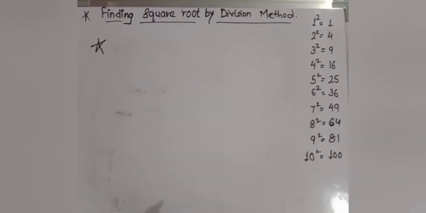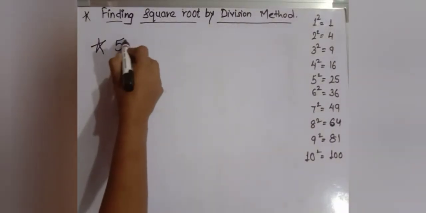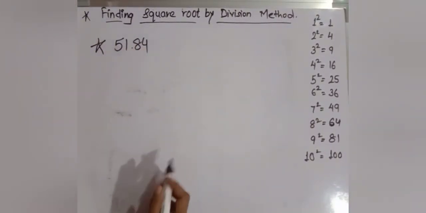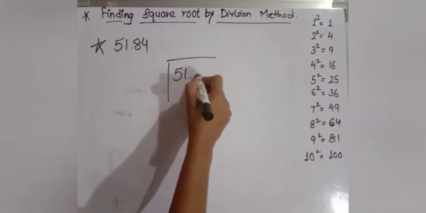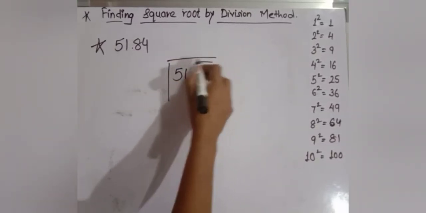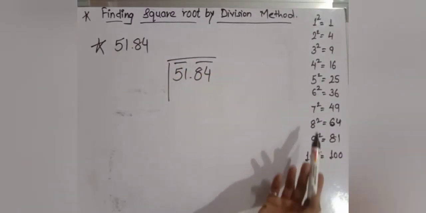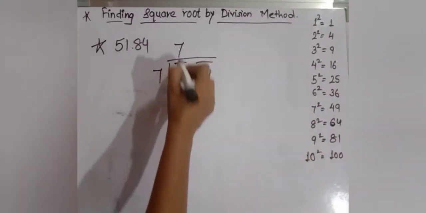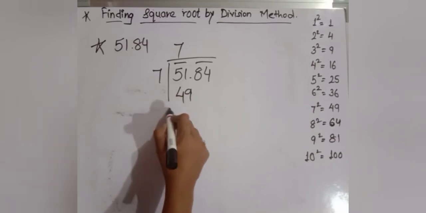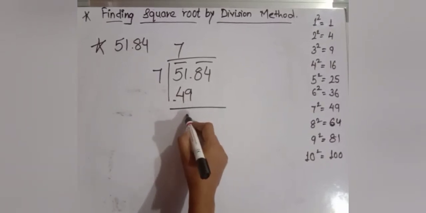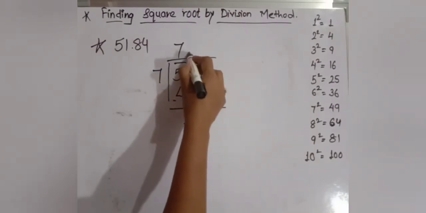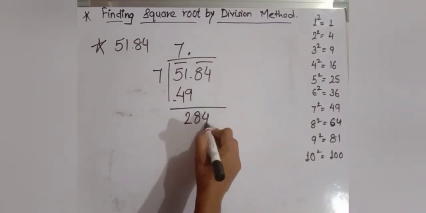Another example, 51.84. Take the square number which is less than 51, making pairs again. So we will take 49, 7 into 7 is 49. 51 minus 49, we get 2 here. Decimal place, bring down 84 together.